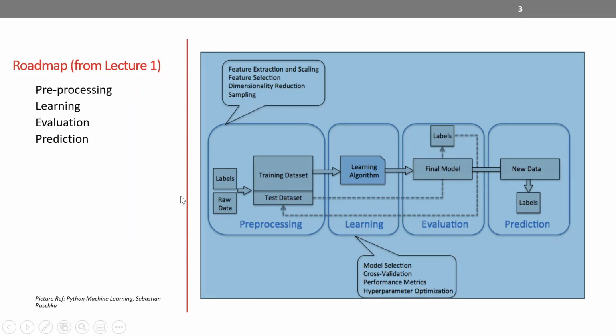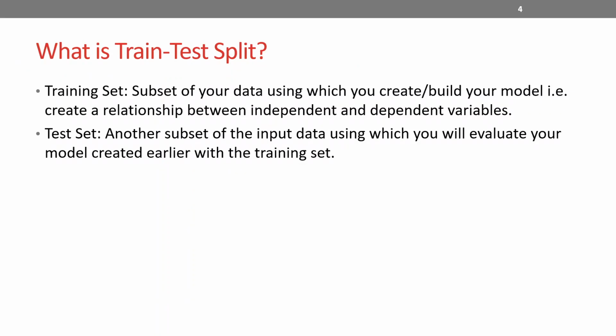So in the data pre-processing part, as you can see, we have to split the data into a training set and a test set. So the question arises, why do we need to do that, right? Even before we understand why, what is a training set?